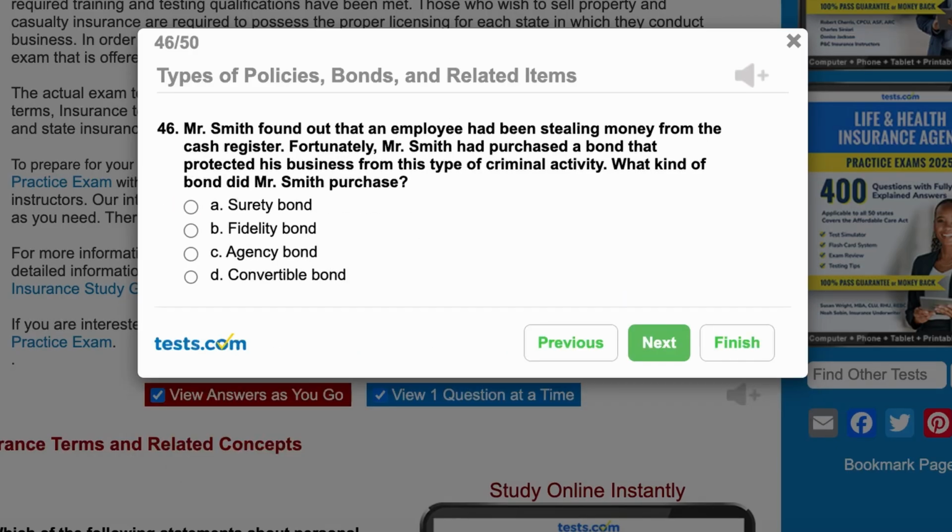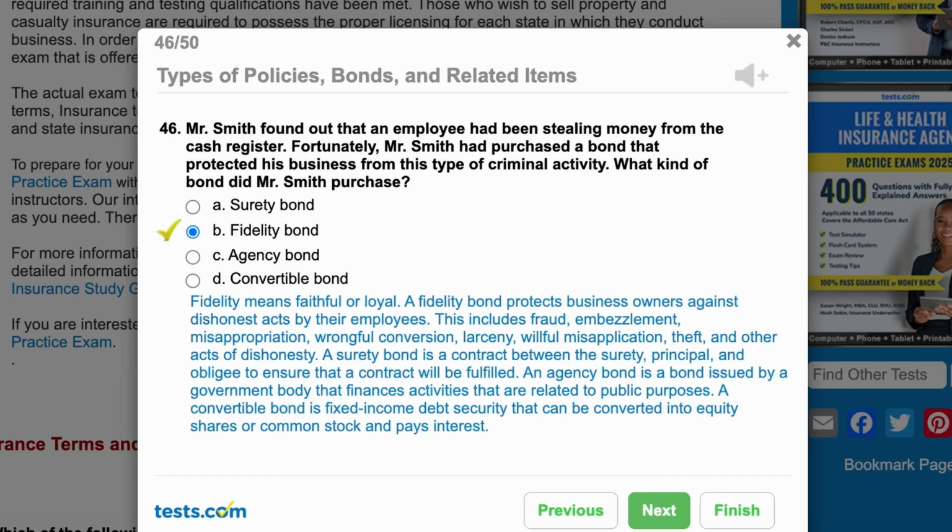Question 46. Mr. Smith found out that an employee had been stealing money from the cash register. Fortunately, Mr. Smith had purchased a bond that protected his business from this type of criminal activity. What kind of bond did Mr. Smith purchase? A. Surety bond. B. Fidelity bond. C. Agency bond. D. Convertible bond. B. Fidelity bond.